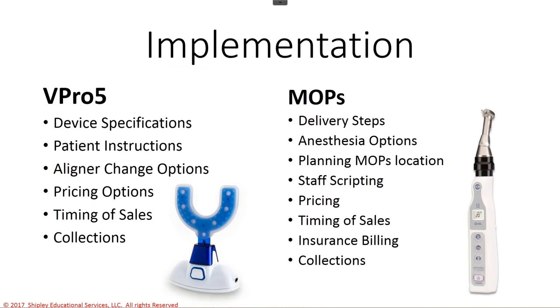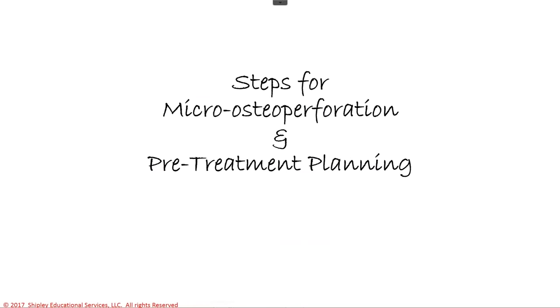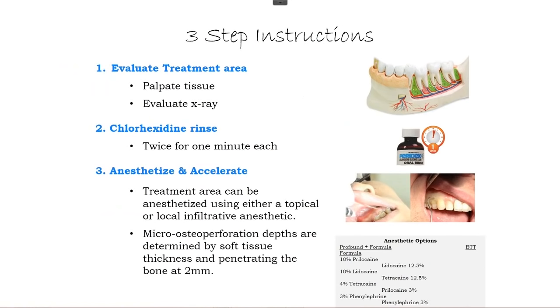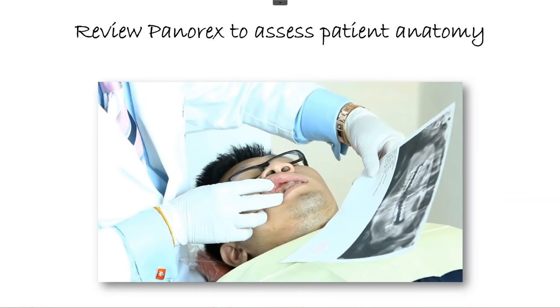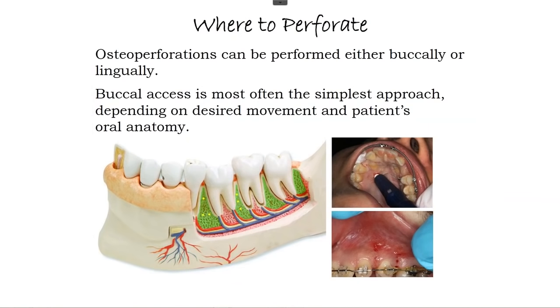Okay, let's real quickly now, we're going to flip this around today and spend less time talking about implementation of the MOPS. So here's the steps for implementation. We all know this, so I don't want to spend a lot of time on it. We're going to evaluate the treatment area, palpate the tissue, chlorhexidine rinse twice, and then anesthetize and accelerate. Look at the x-ray to make sure we're not going to hit vital structures, and then we're going to choose where to perforate. And since I'm going to be going through this fast, I've got at least 2 or 3 webinars where we've talked about this. So ask your Propel rep for a link and you can look at those webinars where I go into more detail about where to perforate.